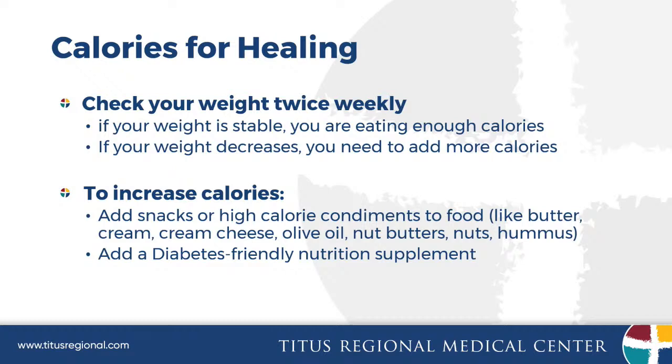To increase your calories, add snacks or high-calorie condiments to your food. This is a time when it would be okay to add a little butter or cream cheese, olive oil, nut butters, nuts or hummus to your meal if you're trying to get a little more caloric density into your world. Also, you might consider having a diabetes-friendly nutrition supplement. There's a number of those on the market. Take a multivitamin with minerals if you're unable to eat the minimum number of servings of the different food groups I discussed earlier.